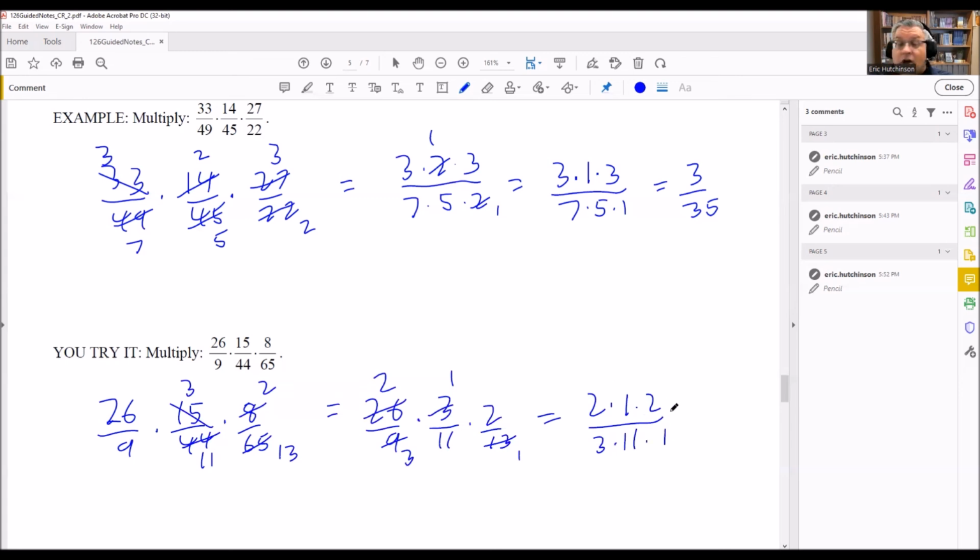And then nothing else reduces here. Multiply across the top, I get a 4. Across the bottom, I get 33, which means that would be my final answer. 4 over 33, that would be reduced. So for all of these, you want to make sure you write your answers in lowest terms because that's what it'll be asking you to do for the homework.